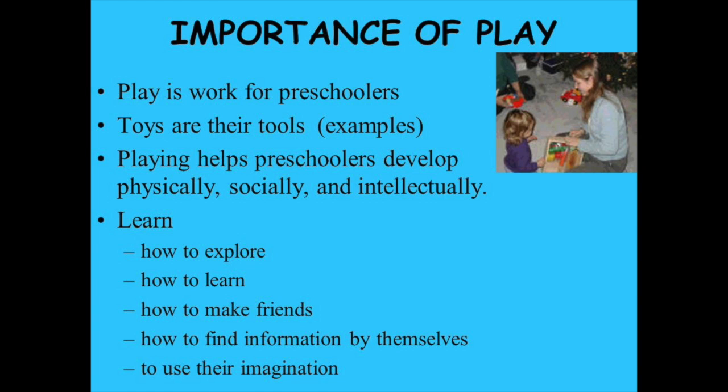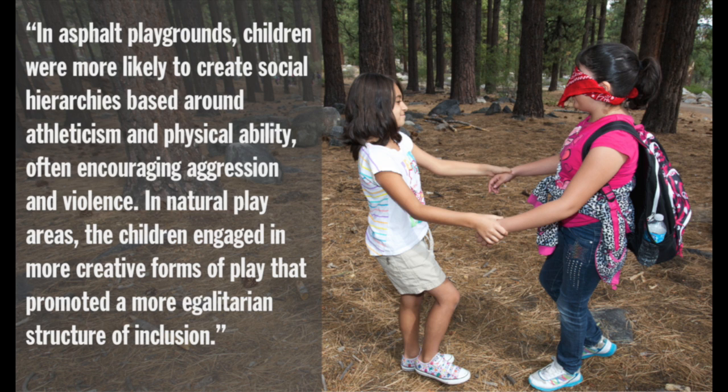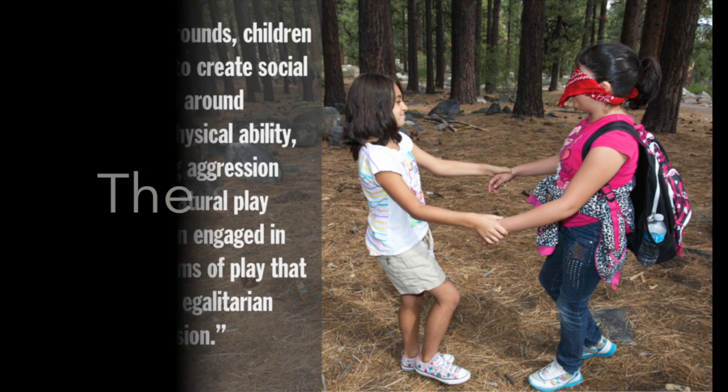use their imagination. This image has to do with the social aspect of play, and it explains how in asphalt playgrounds, children were more likely to create social hierarchies based around athleticism and physical ability, often encouraging aggression and violence. In natural play areas, the children engaged in more creative forms of play that promoted a more egalitarian structure of inclusion.